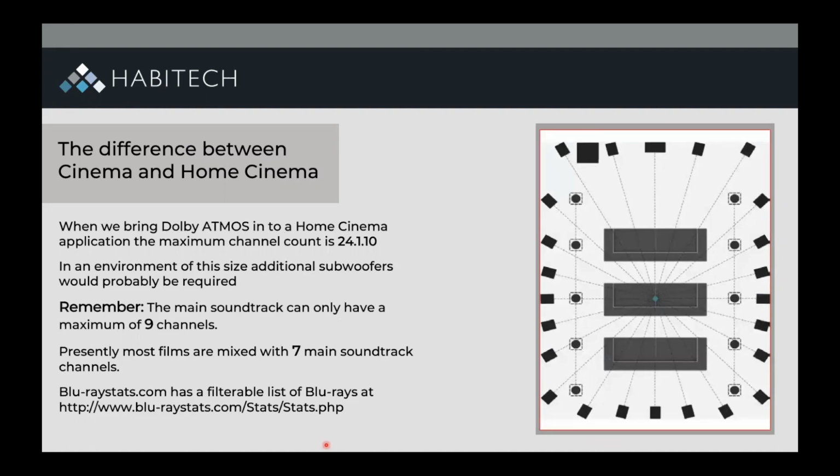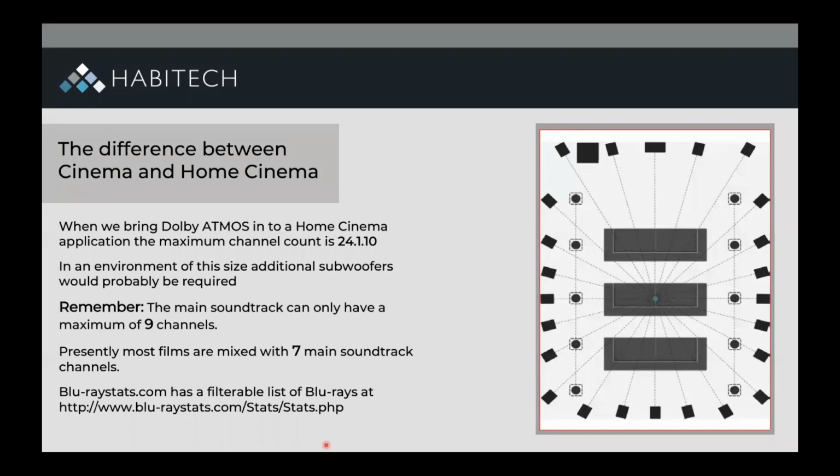When we bring Dolby Atmos into home cinema or home theater, the actual maximum channel count is 24.1.10. So it reduces from the 64 in the cinema. If you're using an environment in 24.1.10, then the chances are, well, sensibly, it will be in a large room. It will probably be somewhere between a residential and commercial environment. And in the majority, most Atmos systems generally have a 7-channel main track. And in an environment of this size, you're going to need more subwoofers.